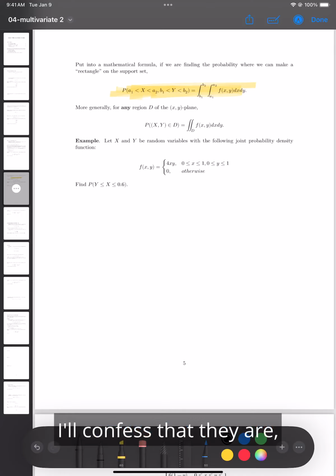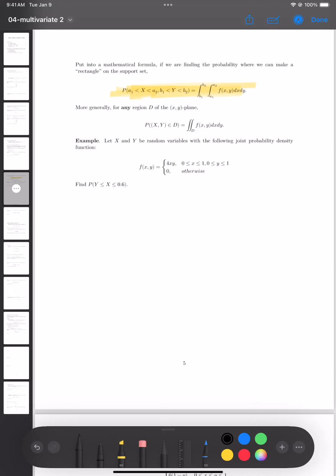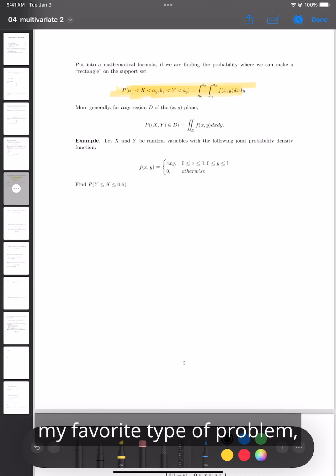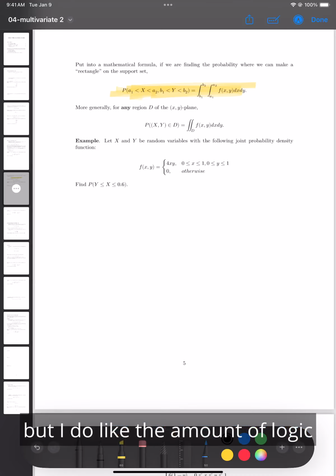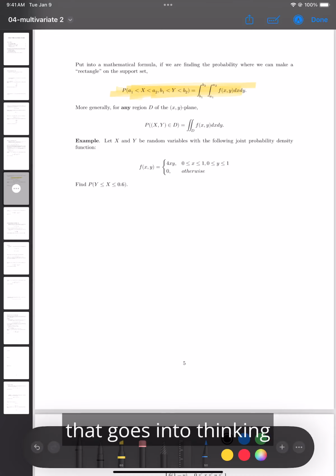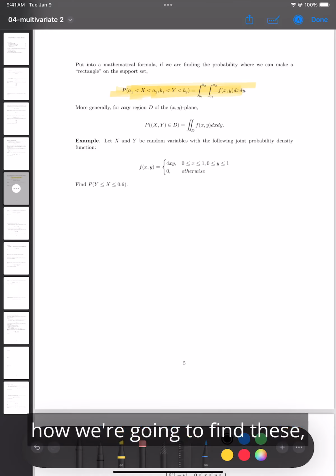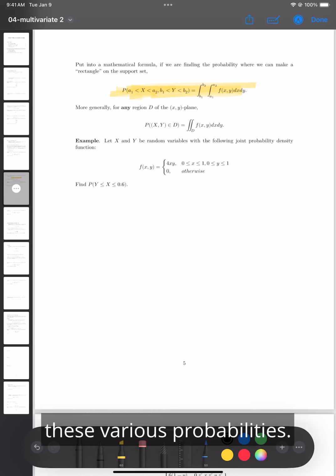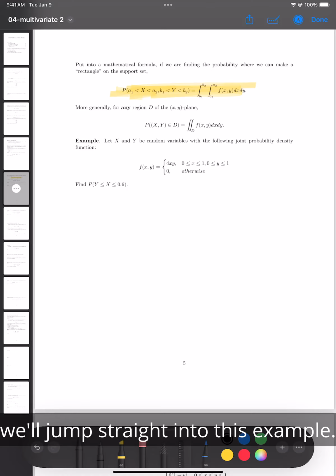These problems are a little bit more complicated. I'll confess that they're not my favorite type of problem, but I do like the amount of logic that goes into thinking how we're going to find these various probabilities. And so, as usual, we'll jump straight into this example.